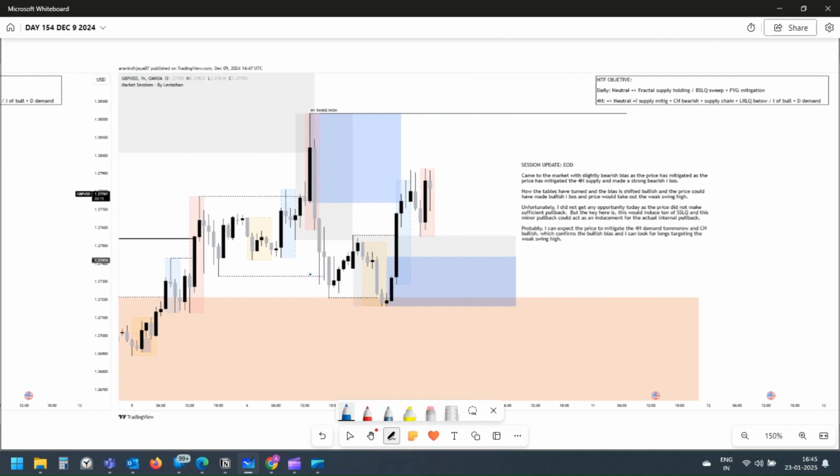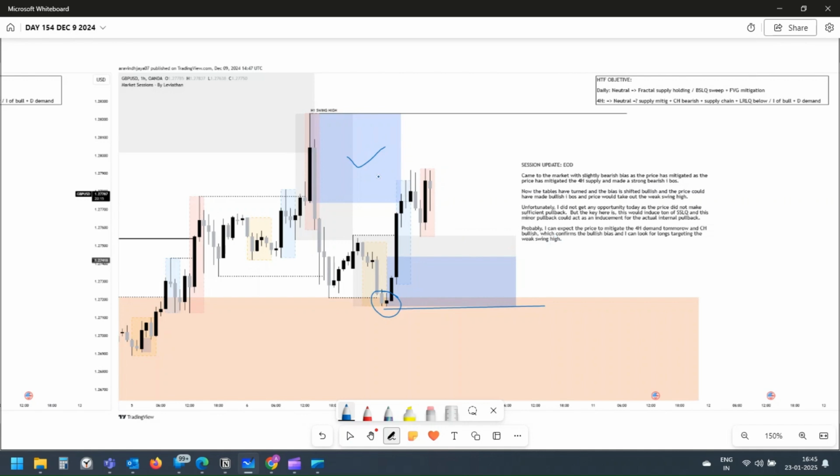So at end of the day, what I came to know is that price mitigated into the supply. So after mitigating into the supply, it is low probability for me to take longs, because this supply can hold, and it can flip this demand and continue the internal order flow by taking out this weak internal low. So this is a high probability demand, high probability supply, which I don't want to mess with.